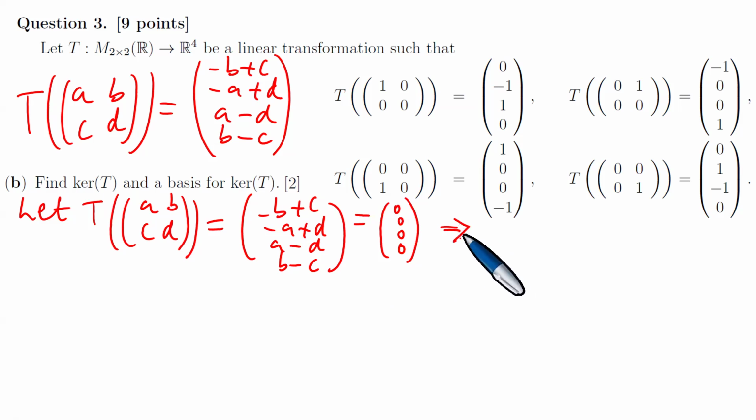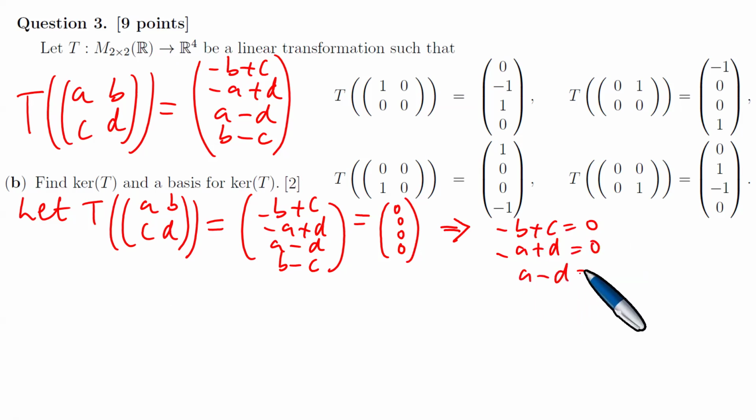And the meaning of this is that if you let this be the zero vector in the image space, or in the codomain space, we are able to see that minus B plus C is 0, minus A plus D is 0, A minus D is 0, B minus C is 0. Okay, now this is exciting news for us. But what then does this mean?